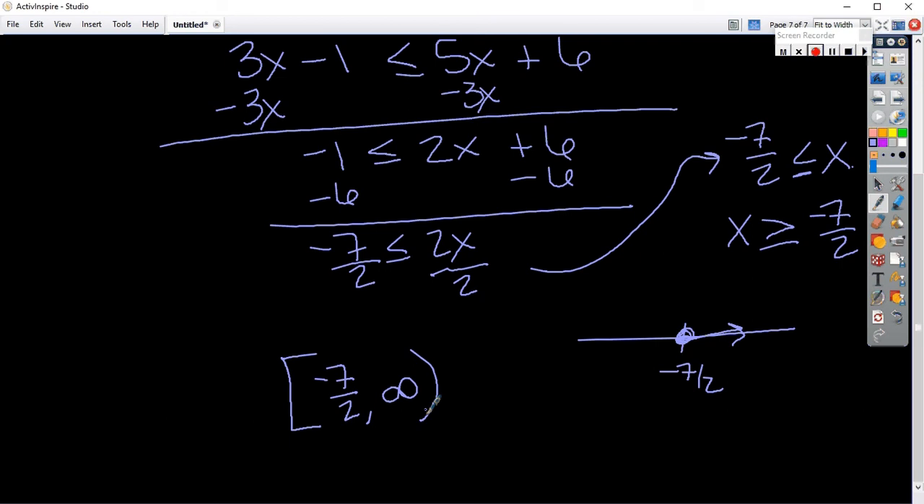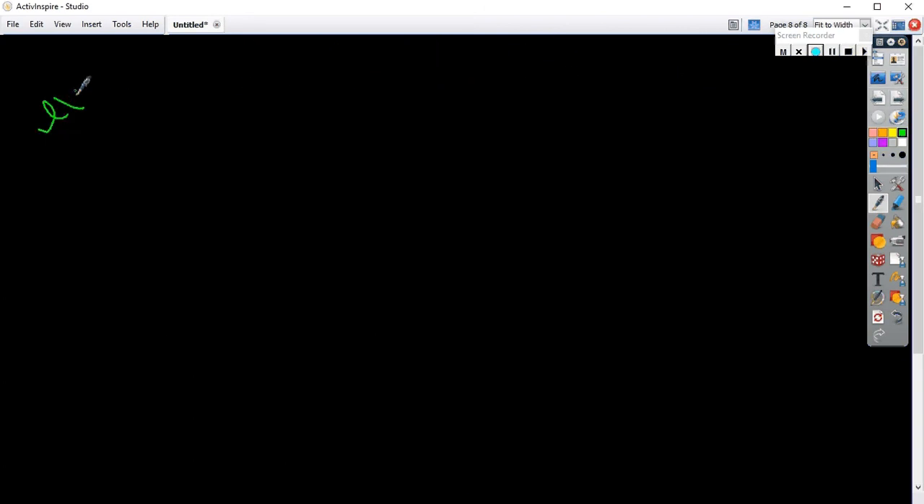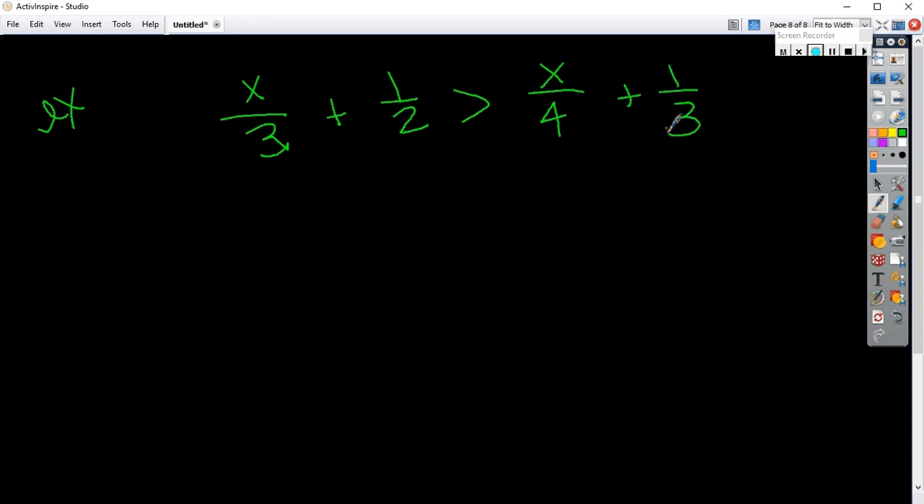Let's do one with fractions and see what happens. Two more examples and I'll be done. This one and one more. X/3 plus 1/2 greater than X/4 plus 1/3. I need an LCD for 3, 2, 4, and 3. What might that be? 12. We all agree it's 12?